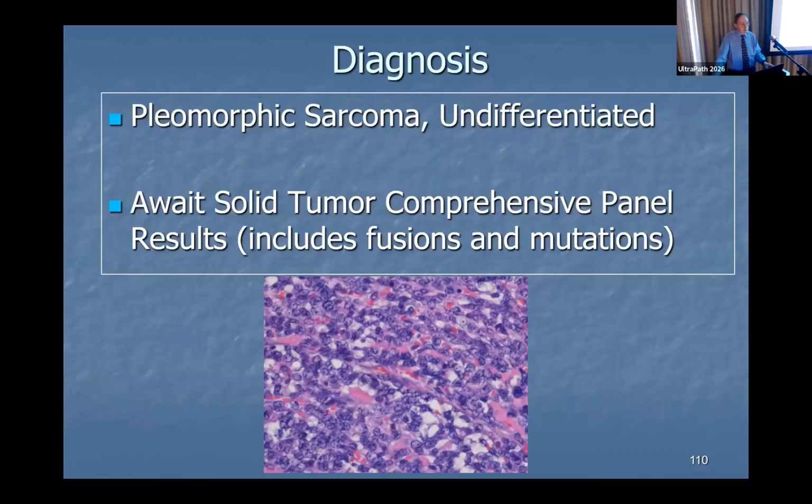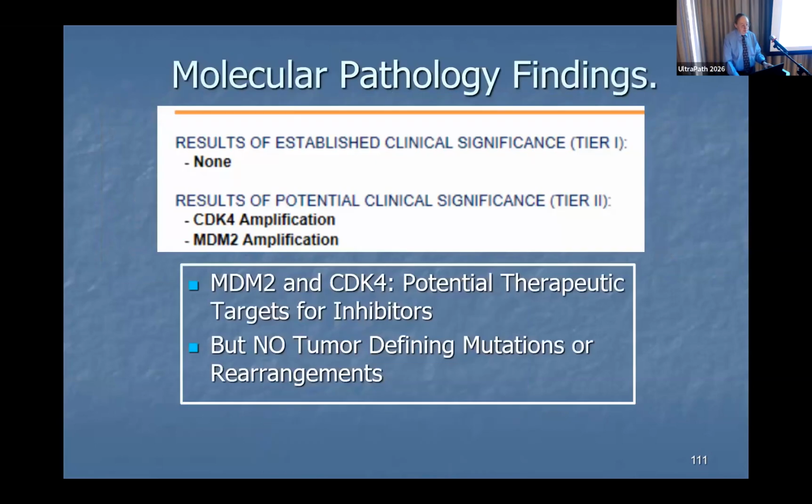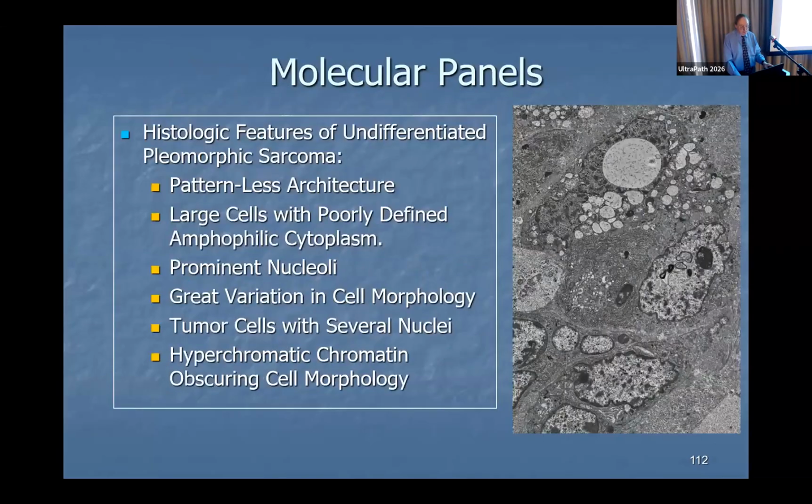I have several cases I'll show you in just a few minutes where EM actually provided the primary diagnosis when the original diagnosis was considered to be something else. So we also did a solid tumor panel on this, one for fusions and mutations as well, trying to find if there's something treatable in this particular individual. Tier 1 results showed none that were important. There was a CDK4 amplification and MDM2 amplification, which potentially provide a therapeutic target for this individual. But there were no tumor-defining mutations or rearrangements that we could find.